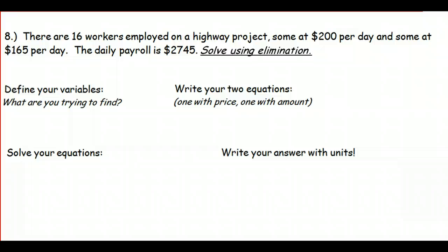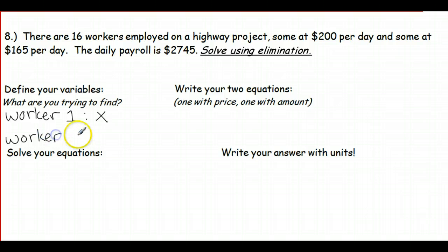First thing we have to do is define our variables. The daily payroll is $2,745. There are 16 workers employed on a highway. So we have to figure out how many are paid $200 a day and how many are paid $165 a day. So we could say that we have worker 1, those are the ones that are paid $165 a day. We'll say that's x. And then we could say worker 2, which is the one who makes $200 a day.